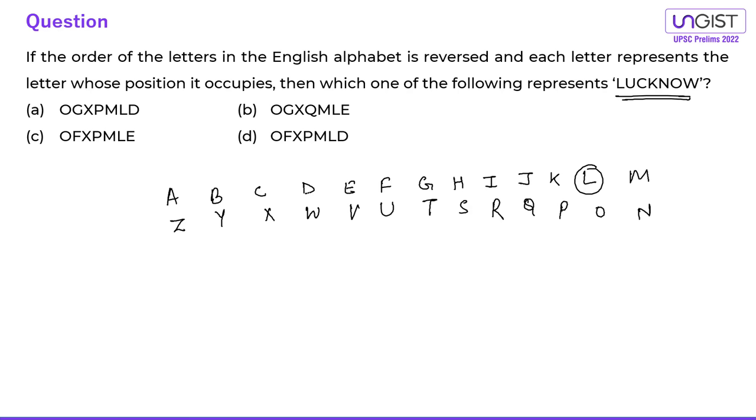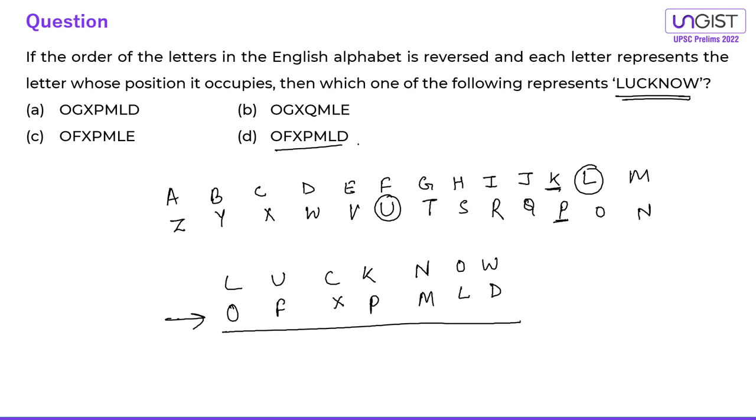So L, U, so Lucknow. L is O, U is F, C is X, K is P, N is M, O is L, and W is D. So this is OFXPMLD, it is D option. Alright everyone, this is D option. So, the correct choice is D option. Fine. This was an easy question. Everybody should attempt this question. Now, let's move to the next one.